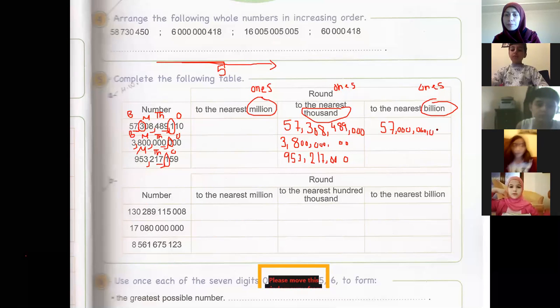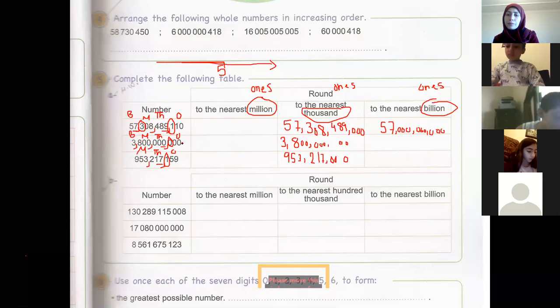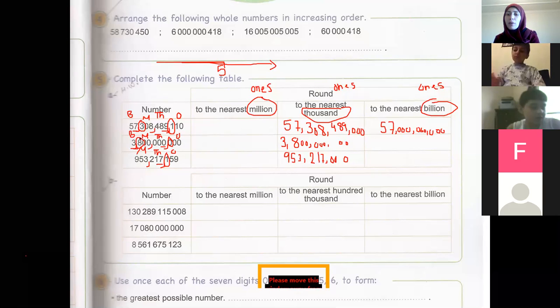Mustafa. Yes, the second one. Which digit is the billions digit, Mustafa? Three. Three, bravo. Underline it and circle. Eight. Okay, Mustafa, eight. Is it less or more than five? More. So three becomes four. Excellent. With how many zeros?